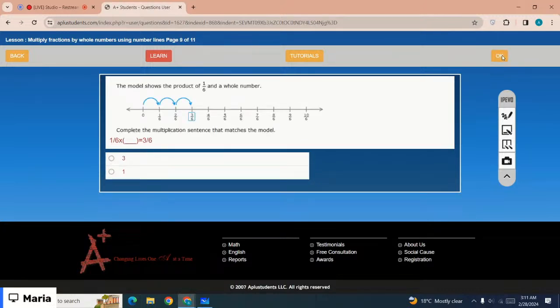The model shows the product of 1 by 6 and a whole number. Complete the multiplication sentence that matches the model. So which is the correct option? Yes, that would be 3 times 1 over 6. The correct option is 3.